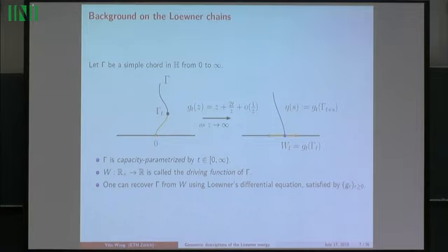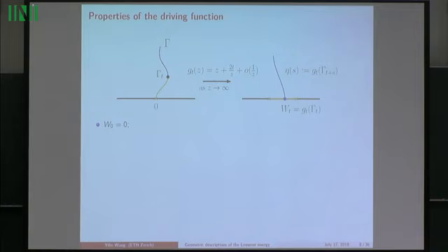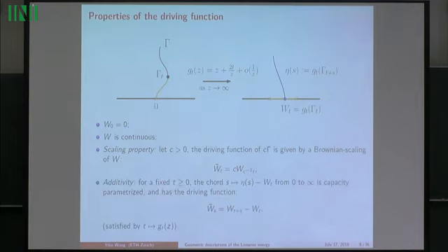You can see there's a very directional nature in this. Some properties of this driving function: for example, it starts at 0 and is continuous. It has the scaling property: if we multiply the curve by a constant c, then this driving function will just change under the Brownian scaling. And also the additivity of the driving function, that is, when you map out the first part, the rest has the driving function that is just the increment of the driving function.